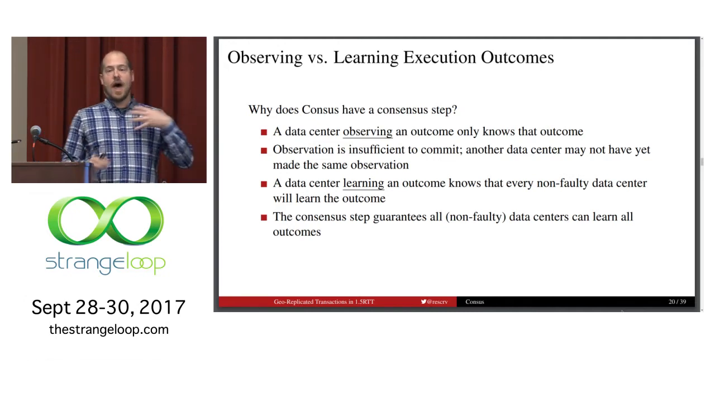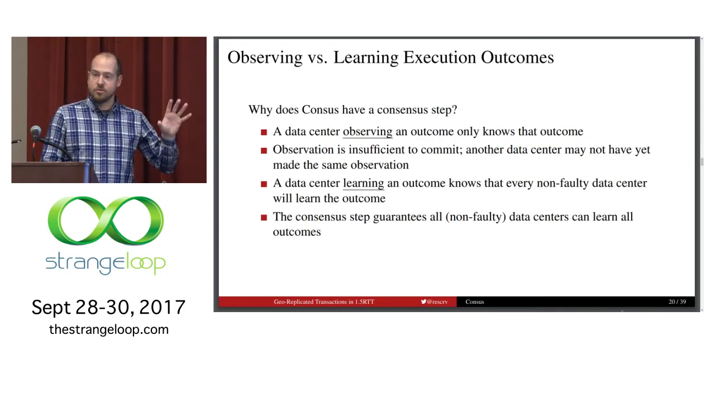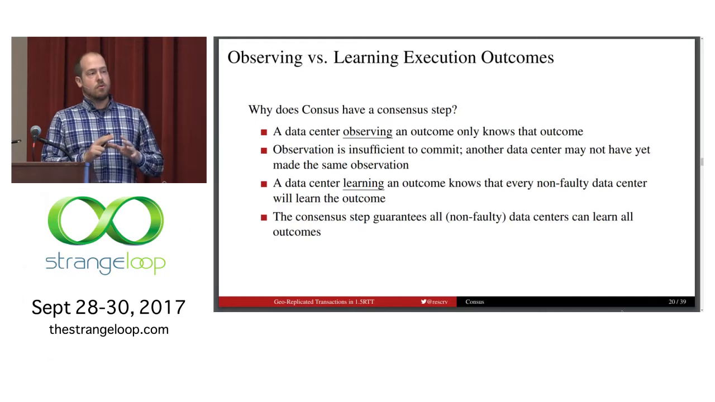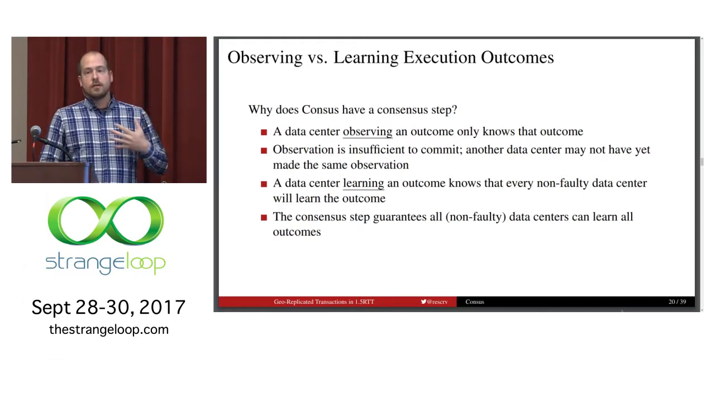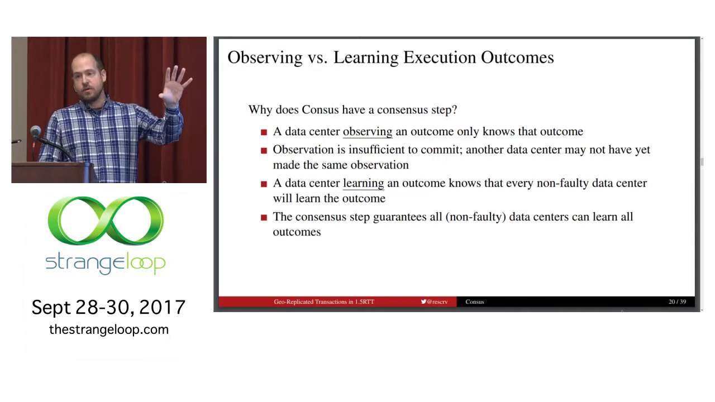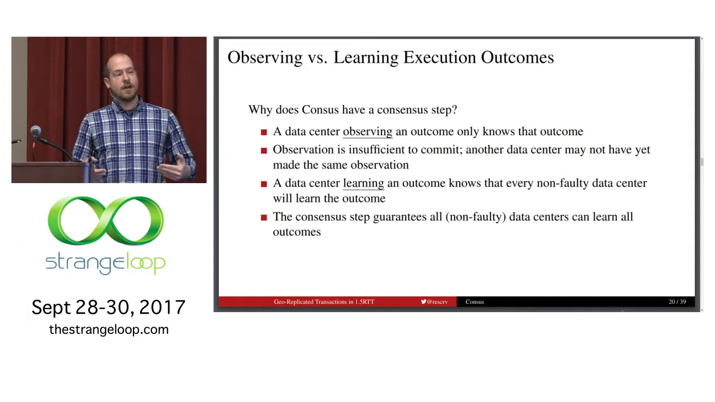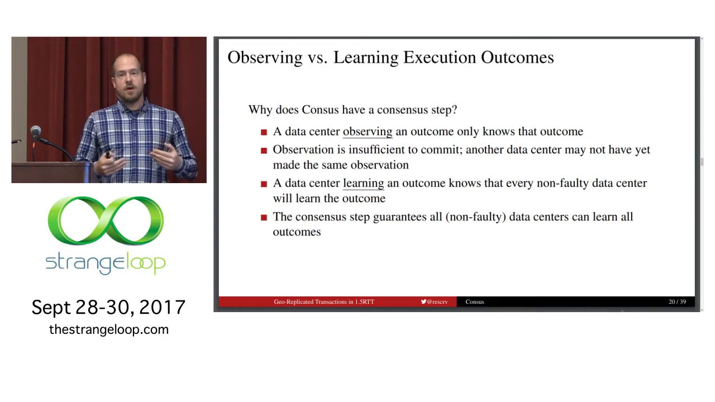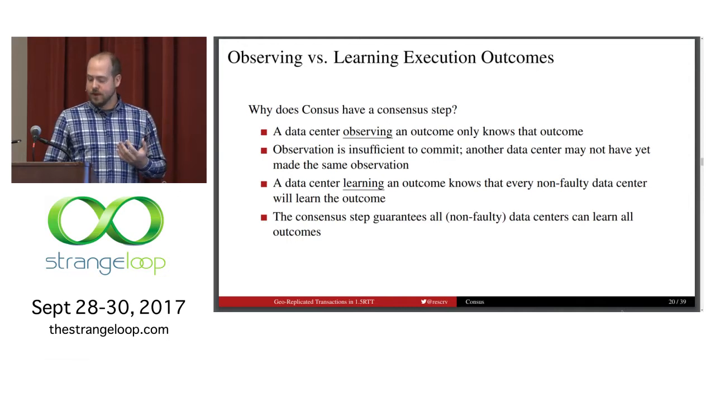Observing something means that I have seen it, and I know that whatever machine generated that event has also seen it, but I don't know anything about what other people may observe. Whereas learning means that I have observed the original event, I have learned the event, and I have guarantees that as long as my system stays live, everybody else will learn the same thing. So observing is enough to say what I know. Learning is enough to say everybody will eventually know this. And the consensus step gives us the learning.